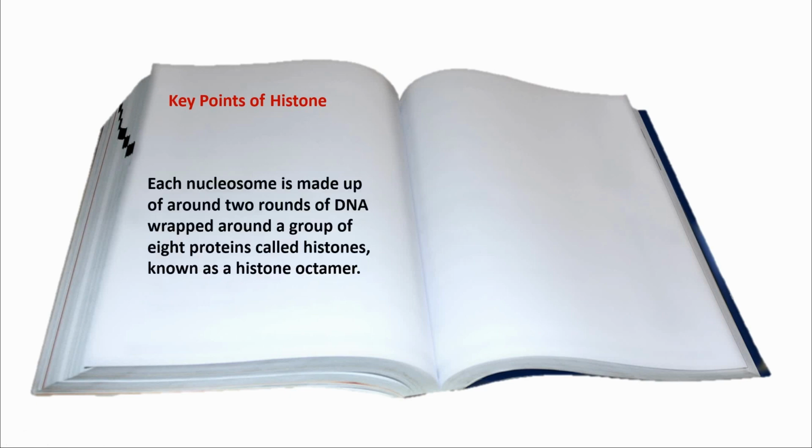Key points of histone. Each nucleosome is made up of around 2 rounds of DNA wrapped around a group of 8 proteins called histones, known as a histone octamer. Histones have 2 major families, core histones and linker histones.